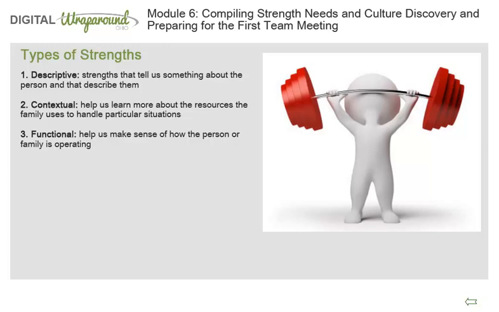Descriptive strengths are those strengths which tell us something about the person and describes them that engages us in learning more about them. It is helpful to have descriptive strengths because it helps us to begin to learn the new story of the family we're going to be planning around. Contextual strengths are ones which, from a particular situation or context, help us to learn more about the resources the family uses to handle particular situations. Functional strengths are the skills, abilities, or preferred ways of doing things which can be applied in various situations and helps us to make sense of how the person or family is operating.